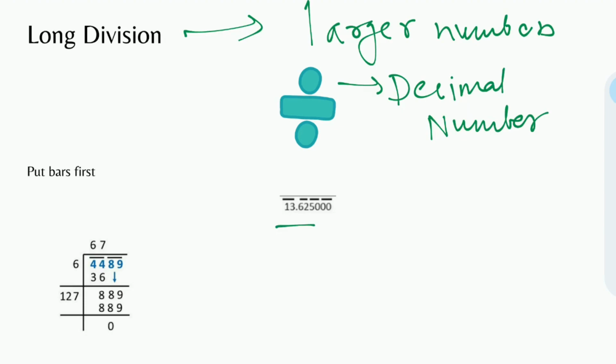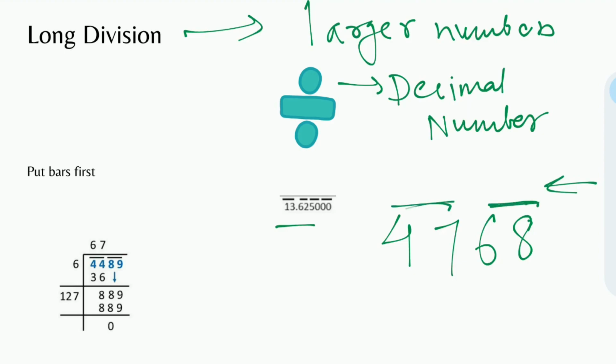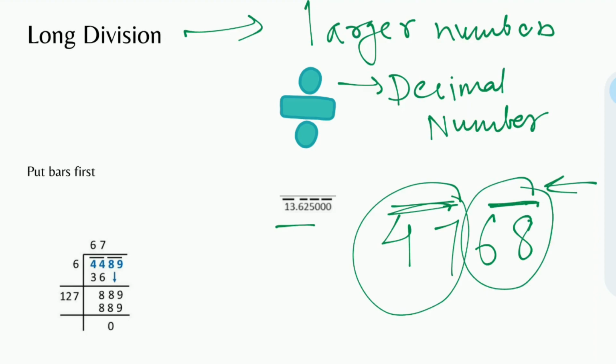Using the long division method. The first and most important step for long division is putting up the bars. How will you do that? Whenever a number comes, for example 4768, you start from the right-hand side and make a bar over every two digits. So this becomes one group and this becomes the other group.